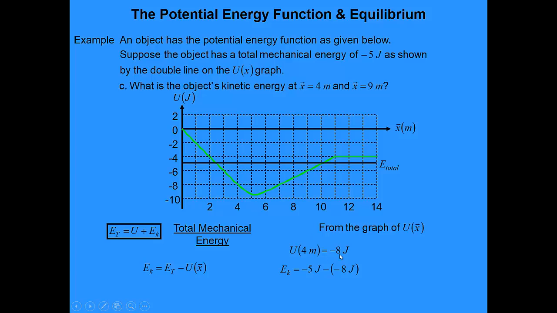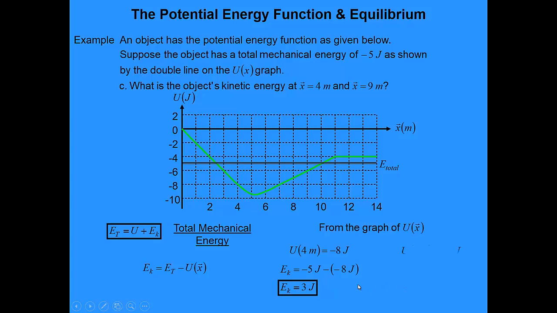So we plug that in. Negative 5 joules minus negative 8 joules. Be careful with all the negatives. Right? That's a positive 3 joules of kinetic energy. So if it has 3 joules of kinetic, negative 8 joules of potential, it'll have a total energy of negative 5 joules.